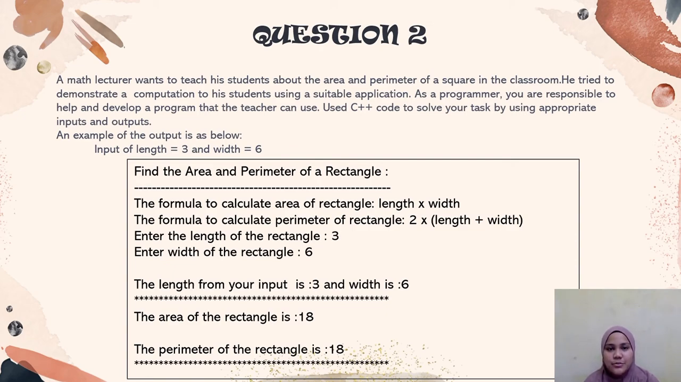Input of length is 3 and width is 6. Find the area and perimeter of a rectangle. The formula to calculate area of rectangle is length multiply width. The formula to calculate perimeter of rectangle is 2 multiply length plus width. Enter the length of the rectangle is 3 and the width of the rectangle is 6. The length from your input is 3 and width is 6. The area of the rectangle is 18. The perimeter of the rectangle is 18.